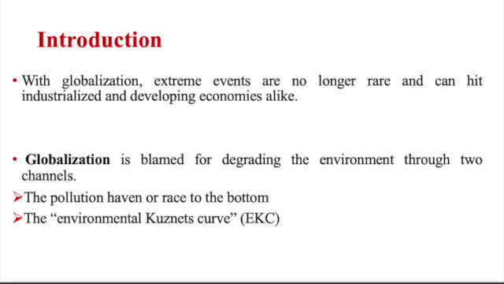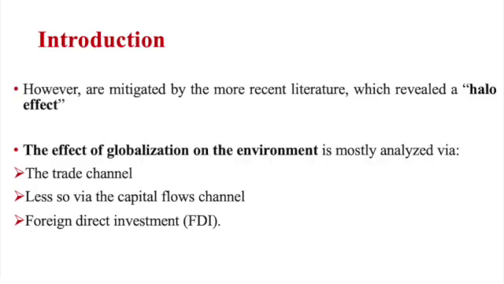For example, just as the financial crisis that originated in the United States has transformed into a global recession, the climate change that started a while ago is now being felt throughout the world at an ever-increasing rate. Globalization is blamed for degrading the environment through two channels. First, the pollution haven or race to the bottom. Second, the environmental Kuznets curve, EKC. The environmental Kuznets curve hypothesis claims that there exists an inverted U-shaped relationship between environmental degradation and income. However, this is mitigated by the more recent literature, which revealed a halo effect.